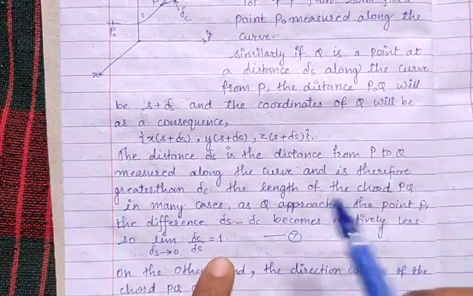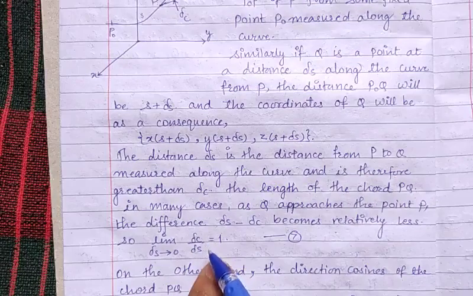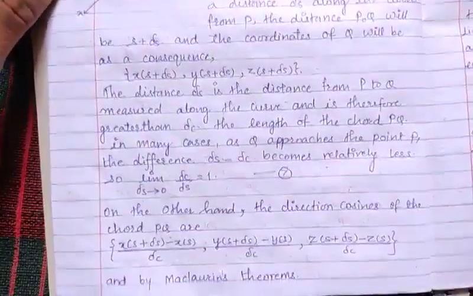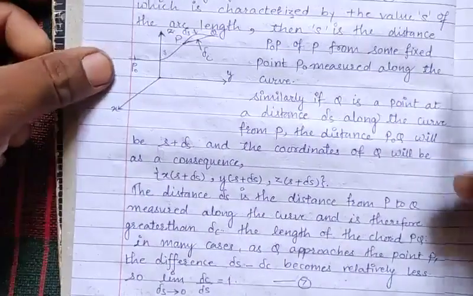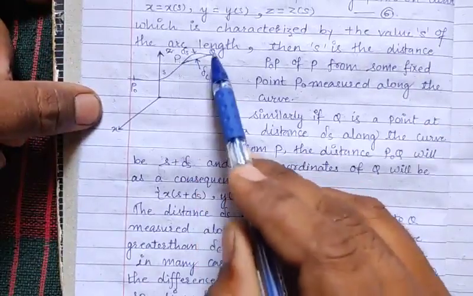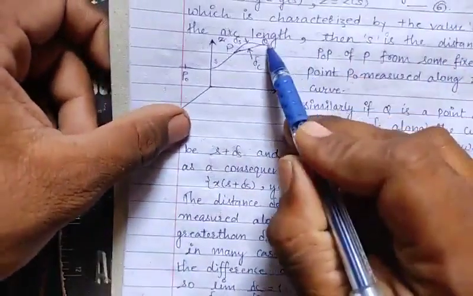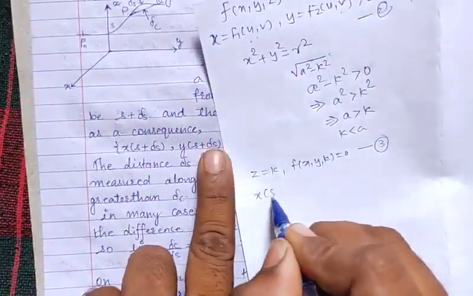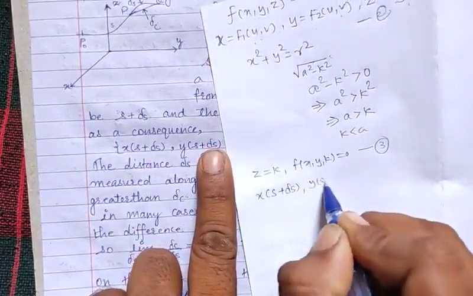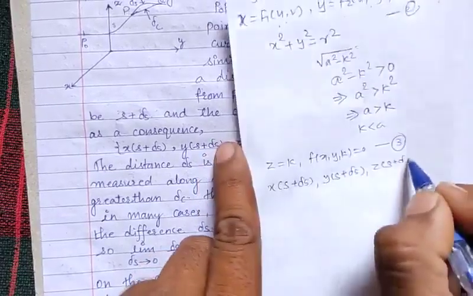Here what we get? As the limit delta s tends to 0, delta c upon delta s is equal to 1. On the other hand, the direction cosines of the chord PQ. What are direction cosines? Here the coordinates of Q are x of s plus delta s, y of s plus delta s, z of s plus delta s.